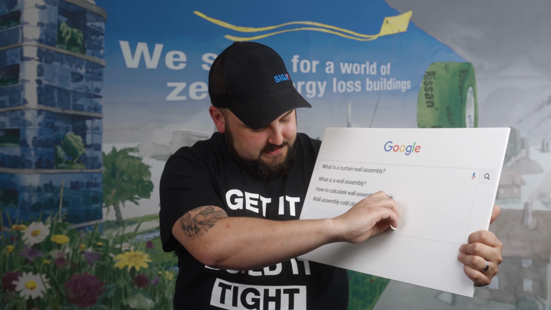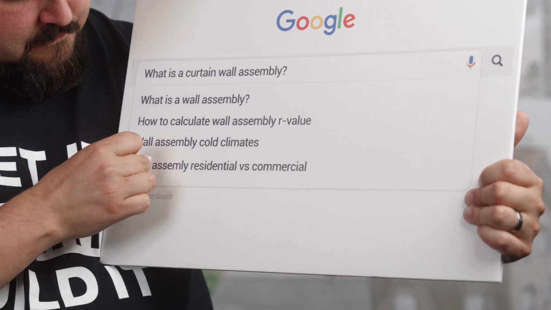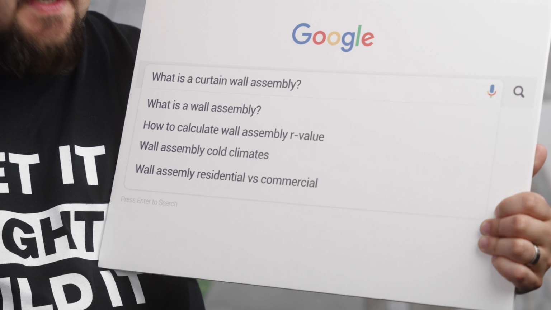All right, and last but not least, we have wall assembly in residential versus commercial construction. So sometimes they can be the same. So let's say you're building just like a small little building. They might be built nearly identically. The bigger the building, the different the wall assembly gets.